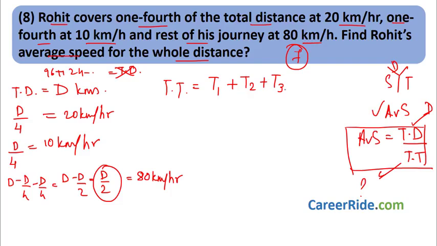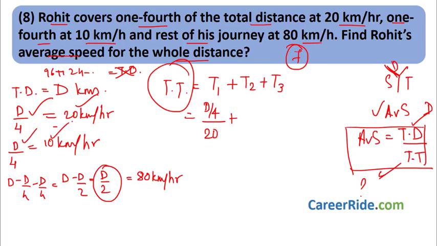So individual times when we add, we get the total time. What is the formula for time? Time is nothing but distance upon speed. Distance traveled in the first case is nothing but 1/4, that is D by 4, right? We have seen over here, and speed is 20. Second case, distance is D by 4, speed is 10.